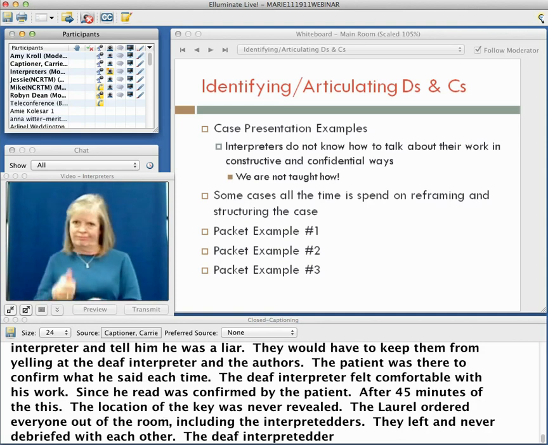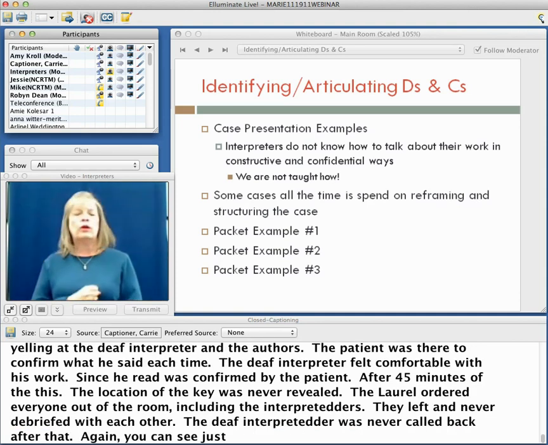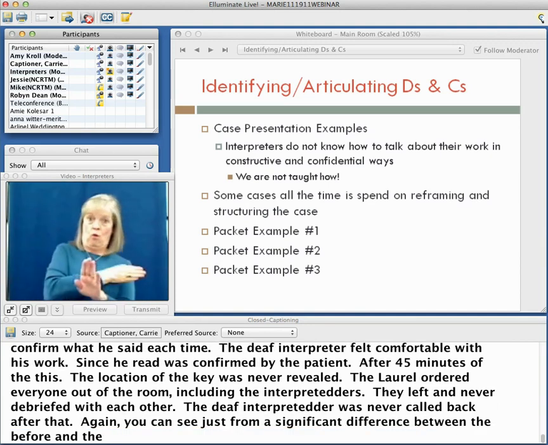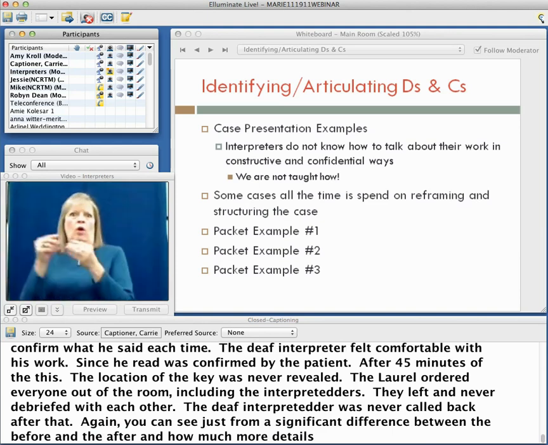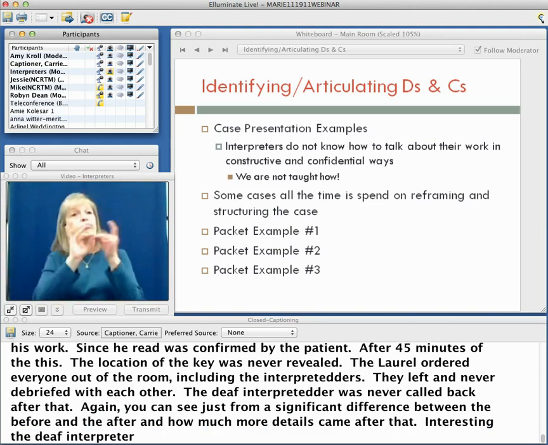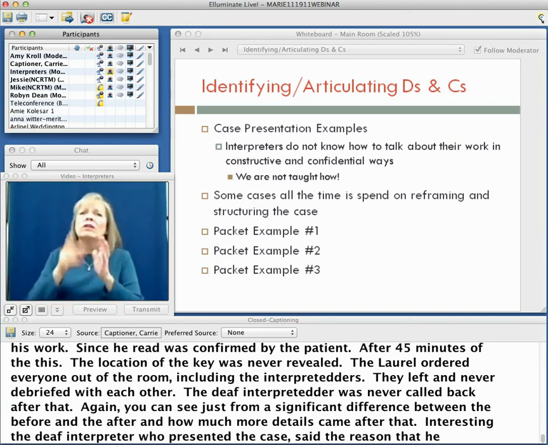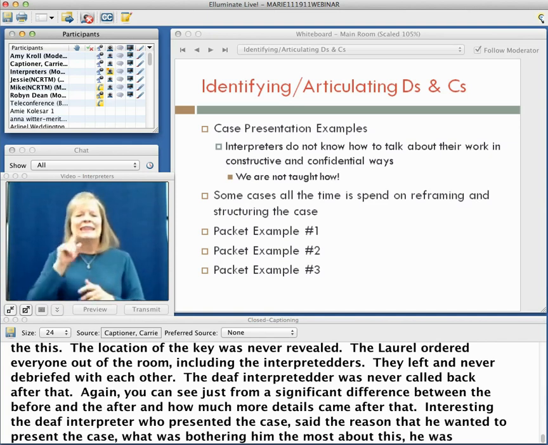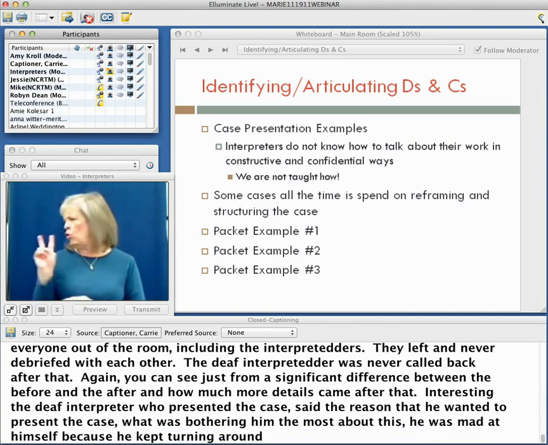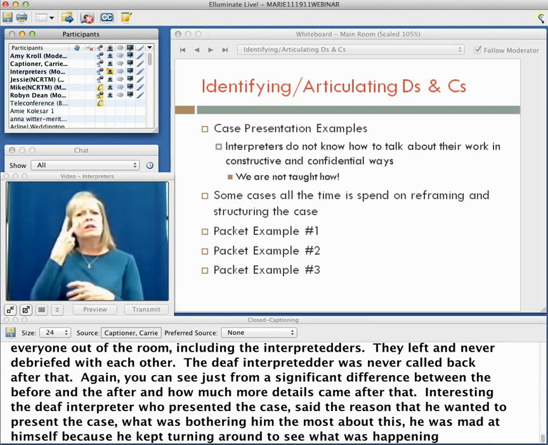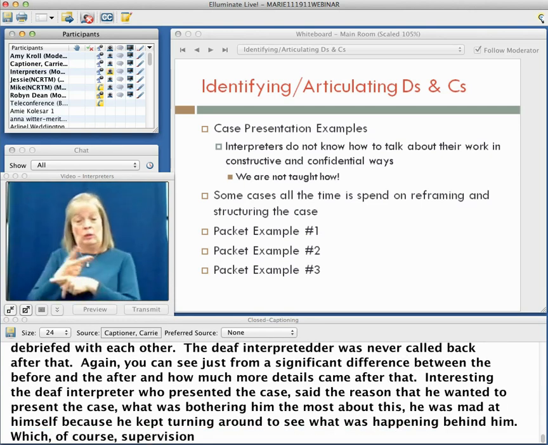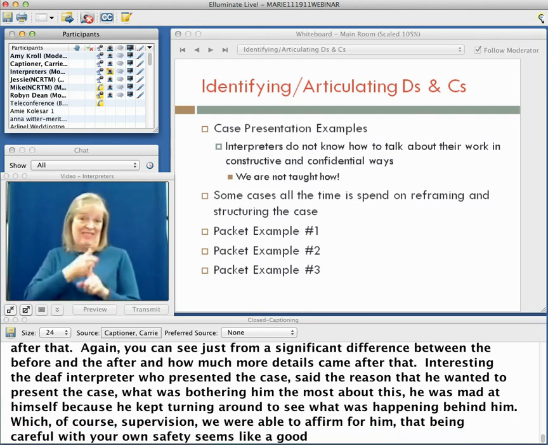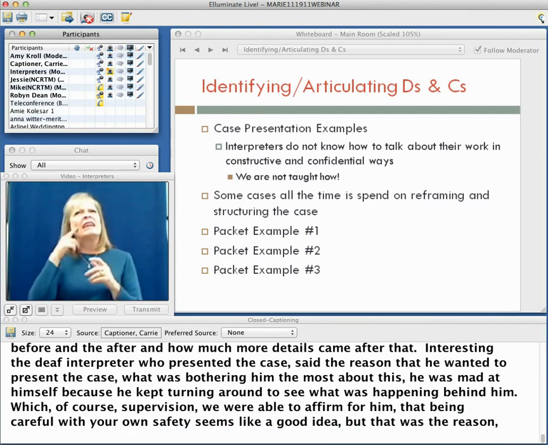Again, you can see a significant difference between the before and the after, and how much more detail came after this. Interestingly, the deaf interpreter who presented this case said that what was bothering him the most was he was mad at himself because he kept turning around to see what was happening behind him, which of course in supervision we were able to affirm for him: being careful of your own safety seems like a good idea. But that was the thing that really stuck with him.